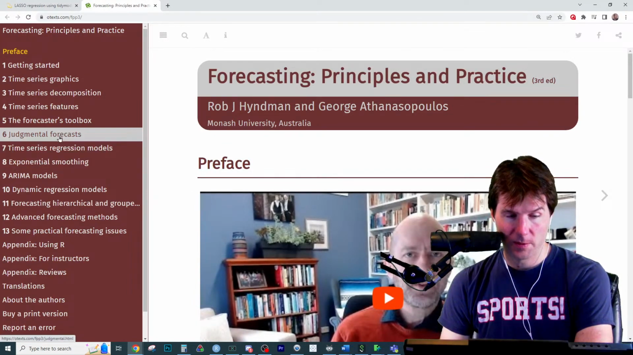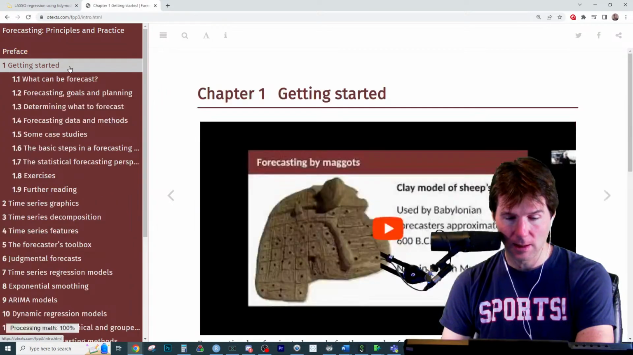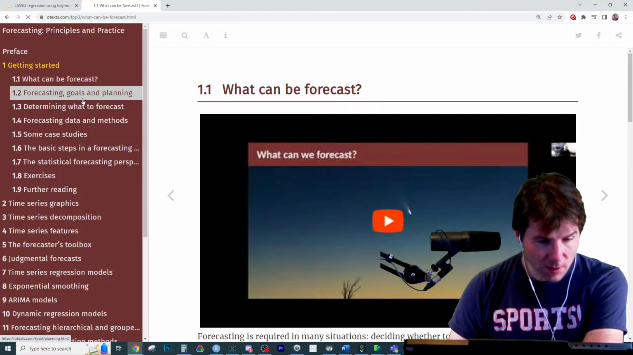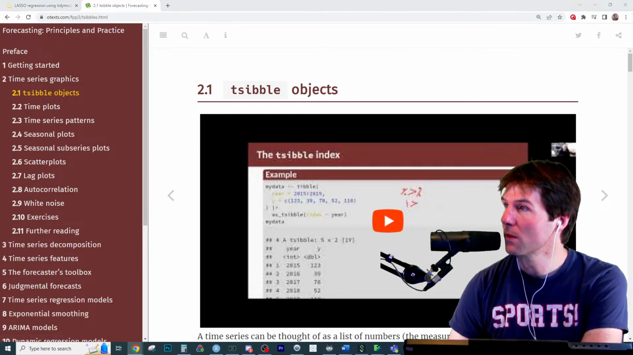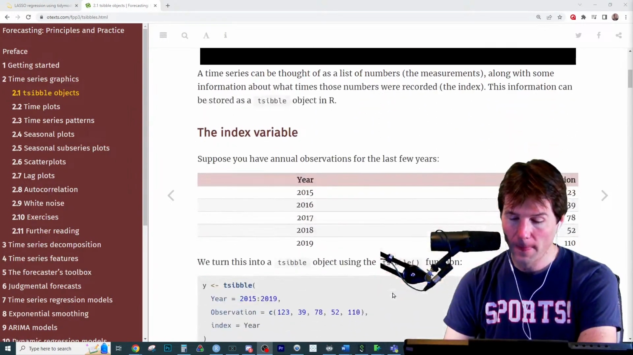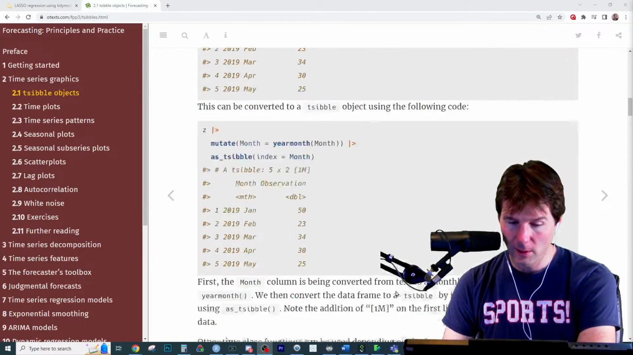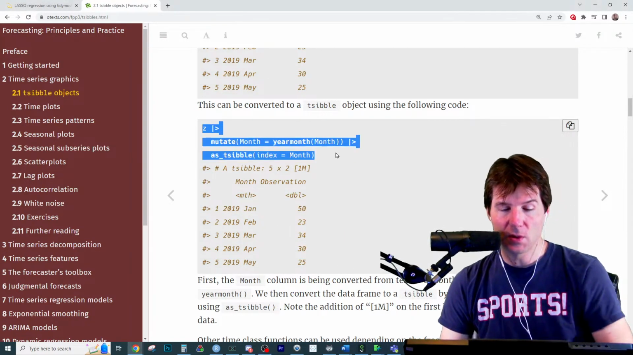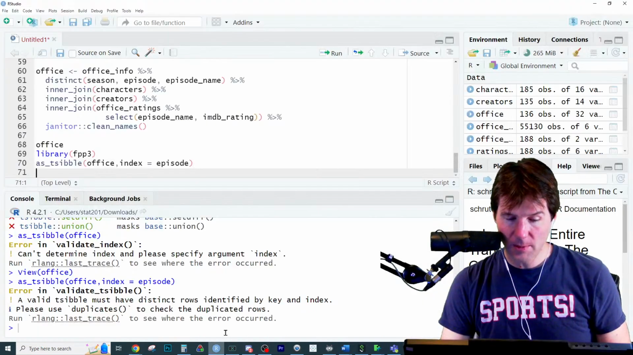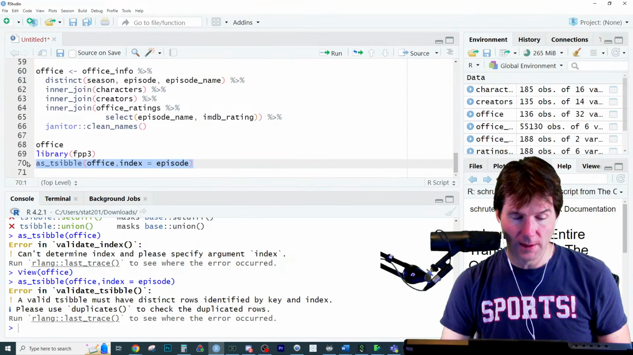Now we go over here and we take a look at getting started. Time series graphics. Tibble objects. He's put in videos for everything now. And here we go. Let's turn it into a tibble. Here we go. Oh, geez. They do it this way now, which I'm not the biggest fan of. So they updated their way of doing it.